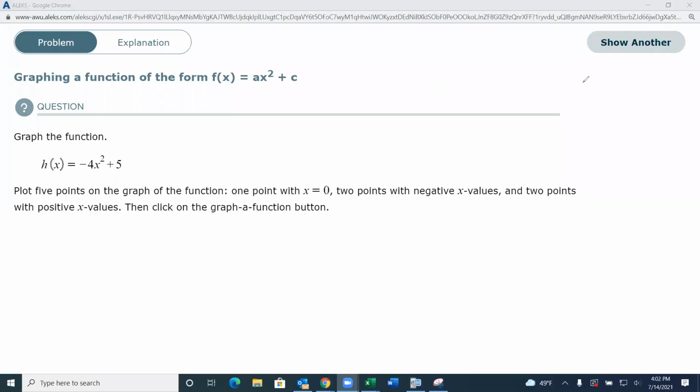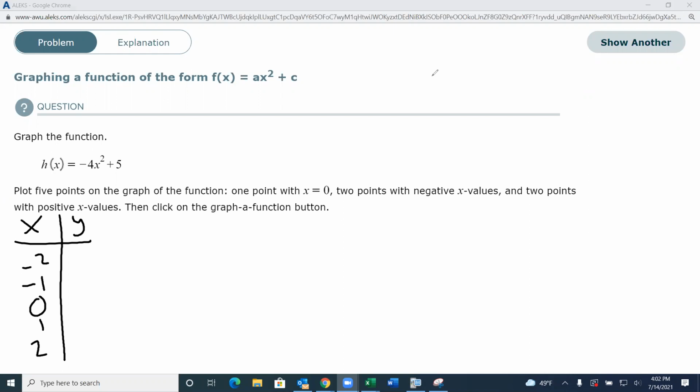All right. So on this one, we're supposed to plot 5 points and then graph it. Okay. So we need to go get those 5 points, and they give us really good, specific instructions about that. They say, all right, you're going to want to use x equals 0 and then a couple of negative values. I always use those, and a couple of positive values.